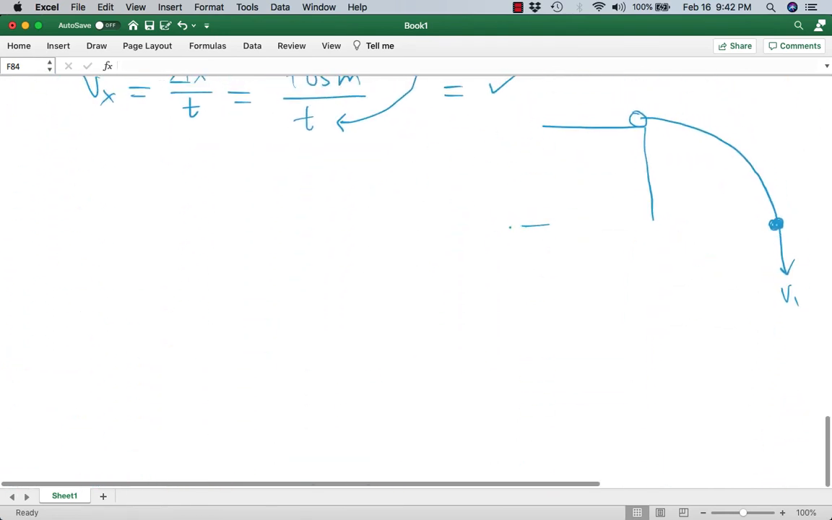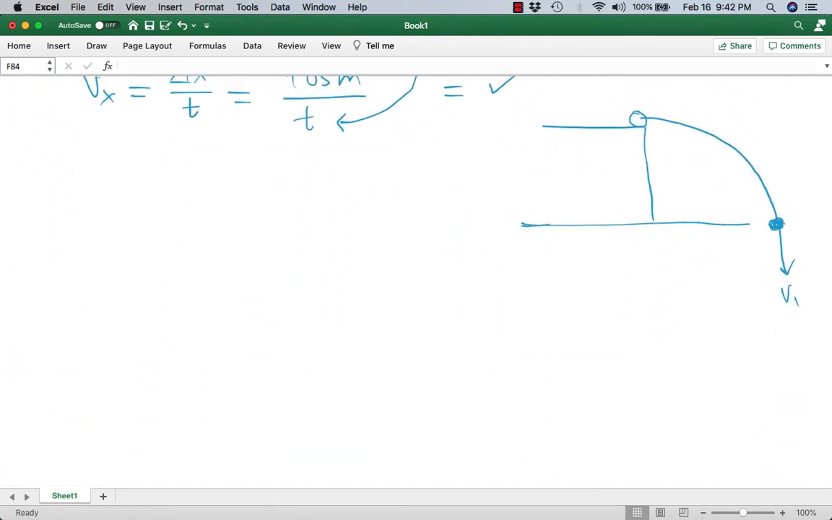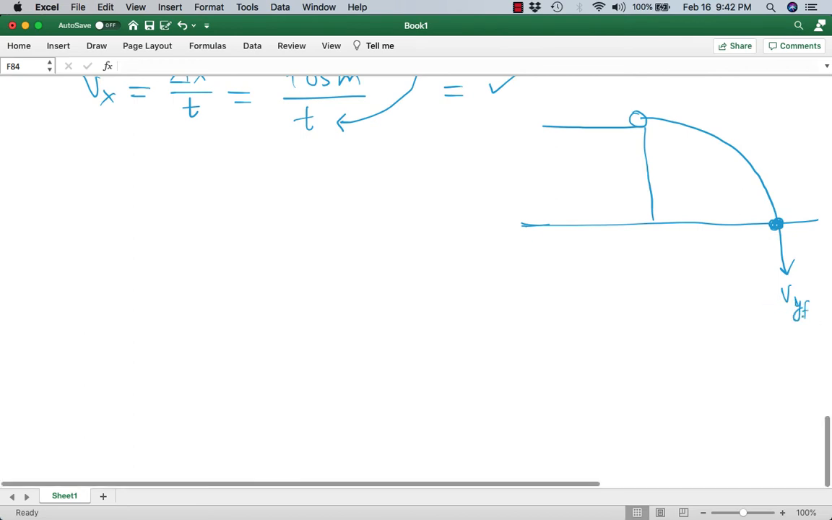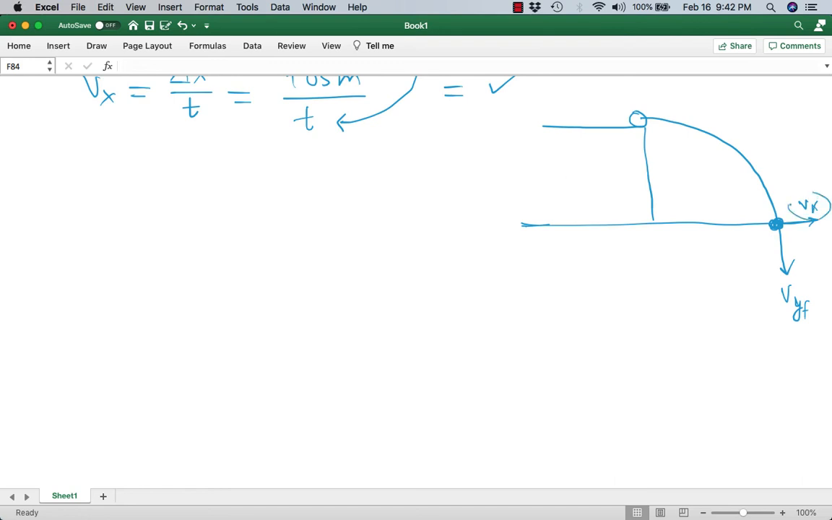So that's our ground level, and there is this y component of the final velocity, or the Vfy, and then there is this x component also, which is Vx. This x component remains the same throughout the motion, whereas this changes at different points. So we want to find this one.